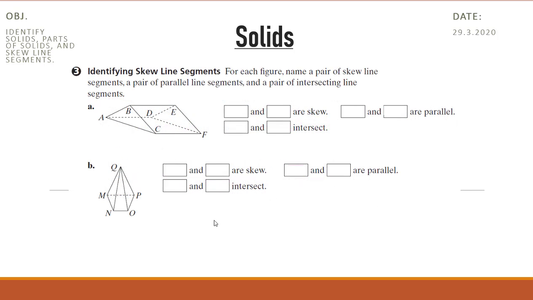In question number 3, we're going to identify skew line segments. For each figure, name a pair of skew line segments, a pair of parallel line segments, and a pair of intersecting line segments. Please mute your mic.